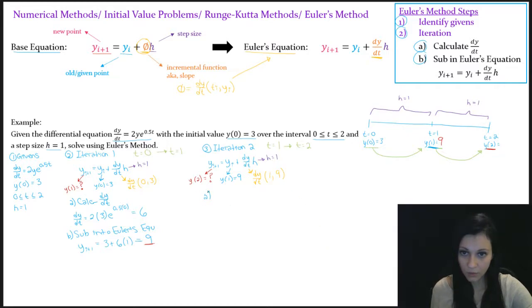So let's go ahead and calculate that. Calculate dy/dt. So dy/dt equals 2 times 9 times e raised to the 0.5 times 1. And that gives me a value of 13.18977. So then I'm going to take that and substitute it back into Euler's equation.